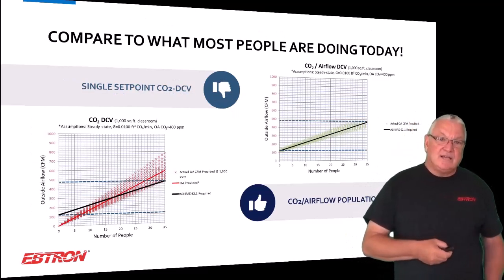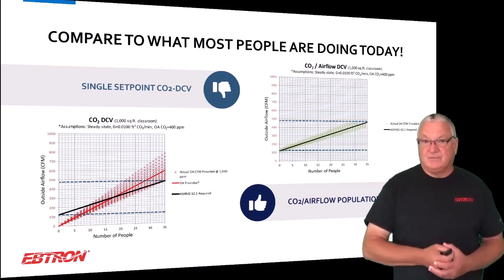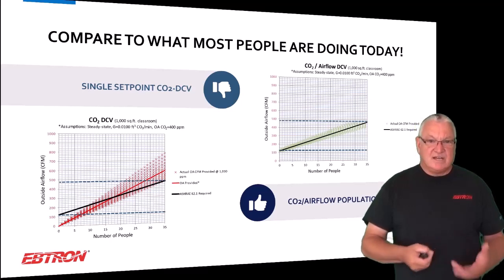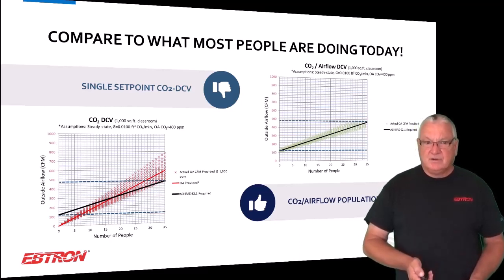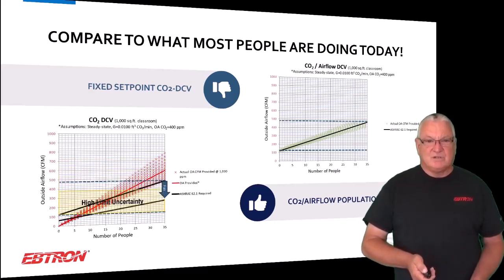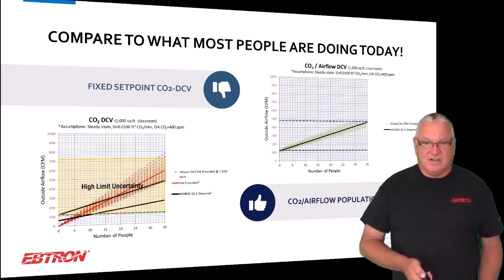But anyhow, when you look at what we're currently doing, which is on the left, where we're at, we're basically doing fixed set point CO2 DCV. We're setting limits with dampers, okay? That's how we're doing it, okay? So you have all this uncertainty on the high side. You've got problems with turn down. So basically, you don't really know where you're at, okay?